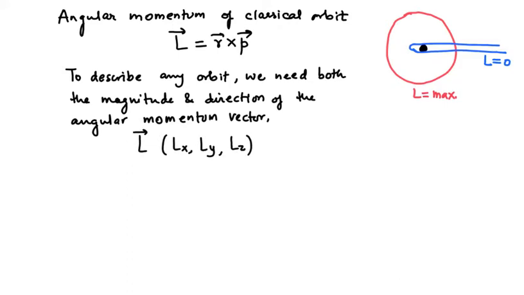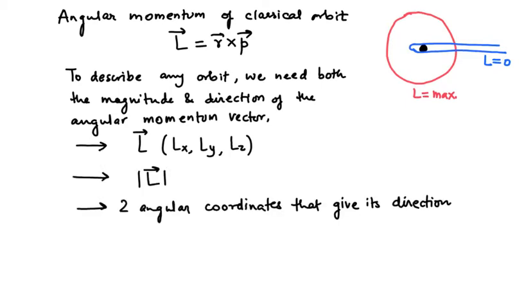To completely describe the angular momentum vector, we require three numbers, which are its components along the x-axis, y-axis and z-axis. We also need the magnitude of the angular momentum vector and two angular coordinates that give its direction, just like latitude and longitude on a sphere. Now this was the angular momentum of a classical orbit. Let's look at the angular momentum in quantum mechanics.